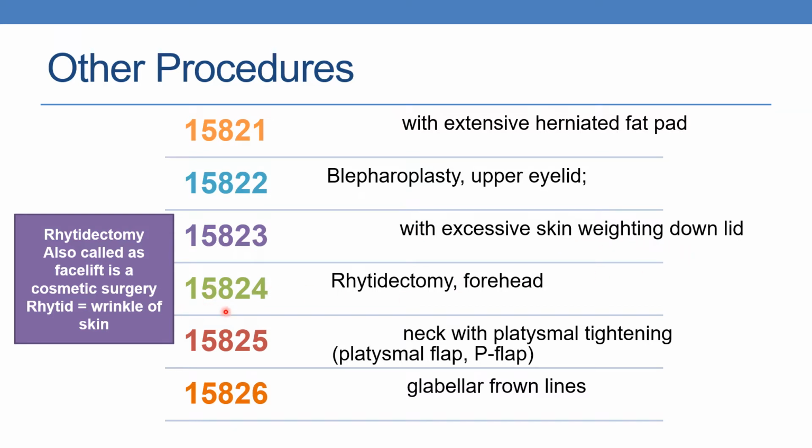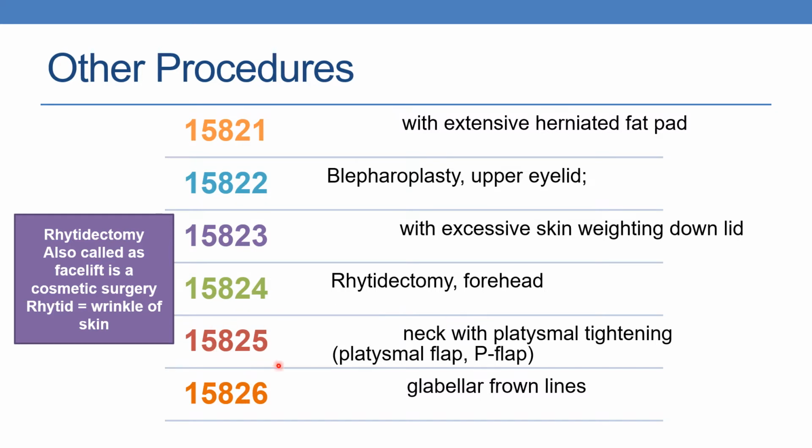The next is 15824 rhytidectomy forehead. Rhytidectomy is also called a facelift. It is a cosmetic surgery for more youthful and young skin. Rhytid means wrinkle of the skin. So rhytidectomy, ectomy means removal. So rhytidectomy is removal of wrinkles in simple words. So 15824 is rhytidectomy forehead.